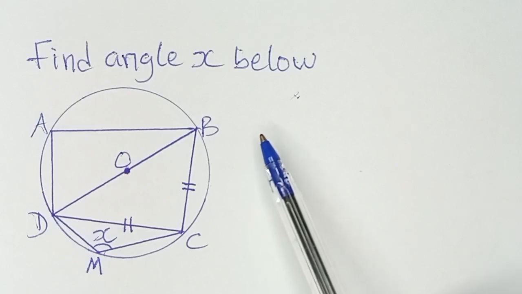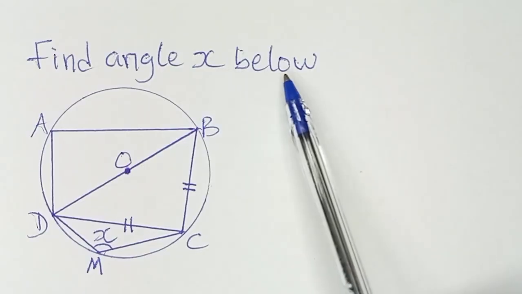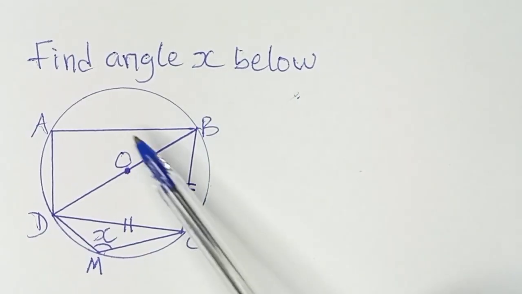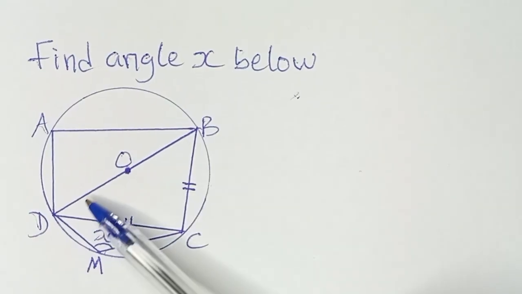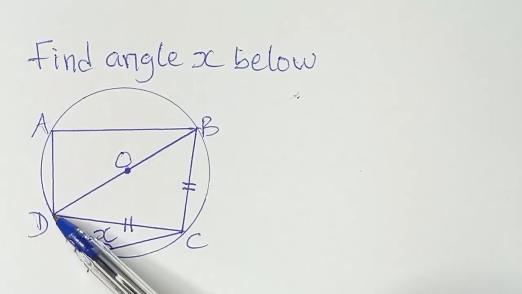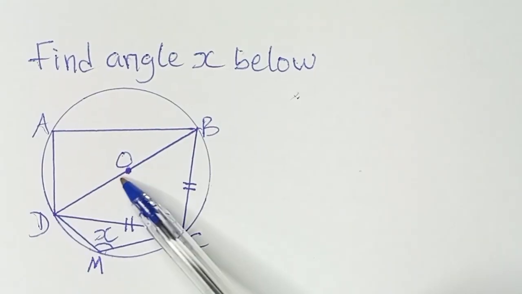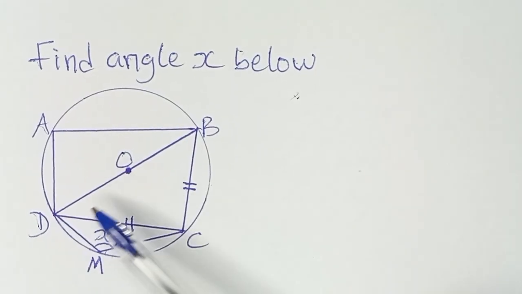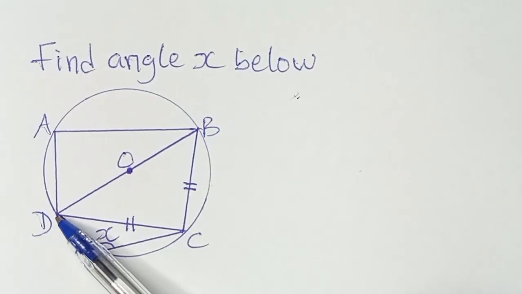Hello, you are welcome. The question here says find angle x below. Now, if you look at this diagram, O is the center of the circle, and this line BD, since it is passing through the center of the circle, means that it is the diameter of the circle.